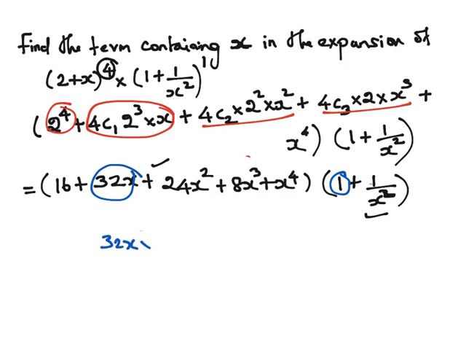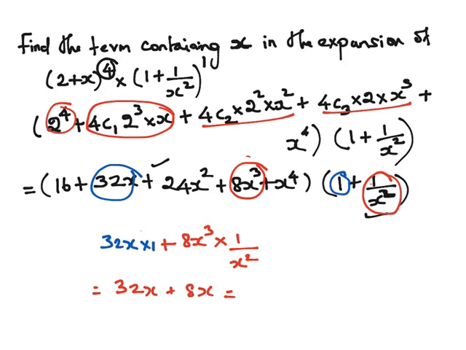And also, if you multiply this 8x cube and 1 by x square, you will again get an x term. So 8x cube multiplied with 1 by x square. Let me add both. So I shall get 32x plus 8x, which is nothing but 40x. So the answer is 40x. In case the question is find the term containing x, the answer is 40x.